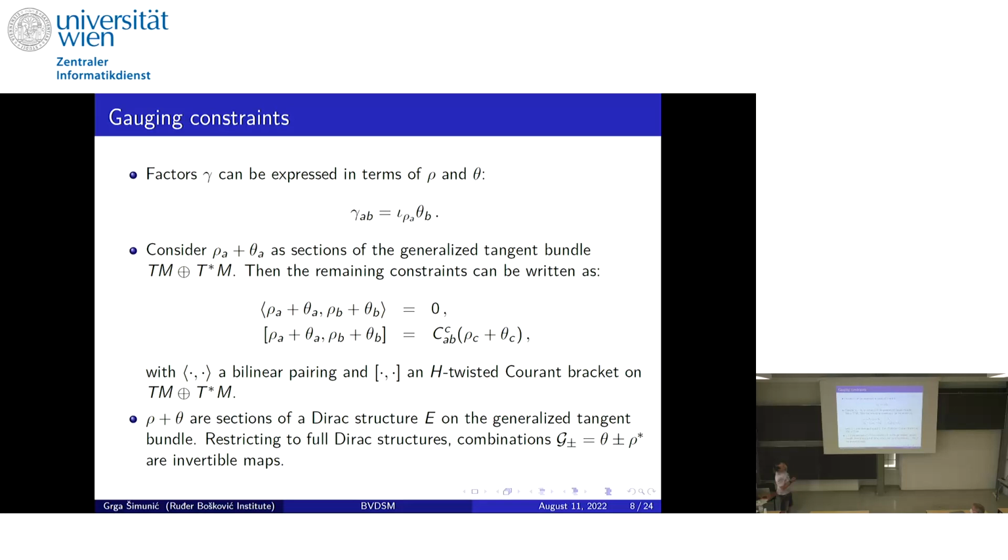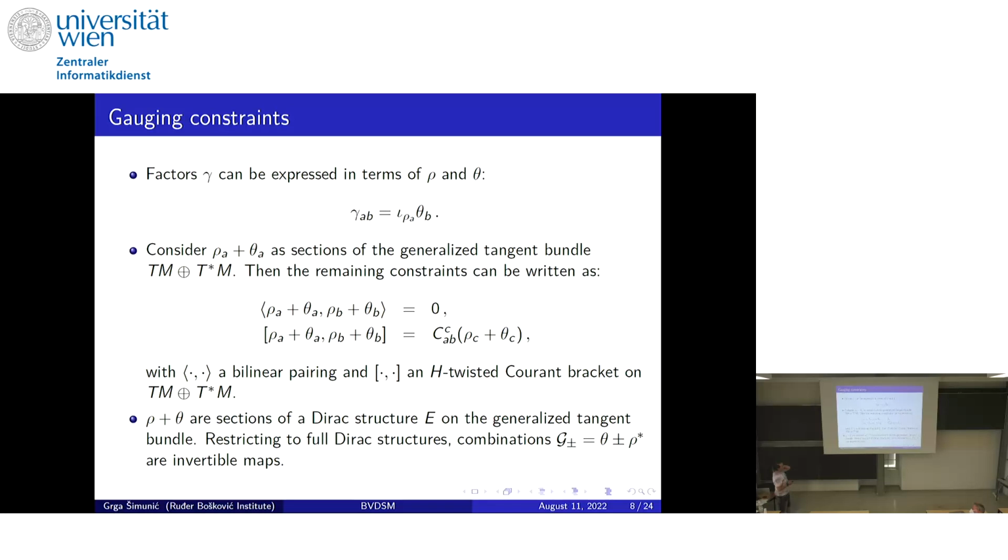I think the last thing I said was that rho plus theta live on a Dirac structure. Now, here I'm going to focus only on full Dirac structure, so of the full rank. Because in that case, we have a very nice thing: theta plus minus rho star here just means that rho, using the metric G, is transformed to a one form. So rho star is just G of rho. So in the case of the full Dirac structure, these combinations turn out to be invertible maps, which is something that we will need later on.